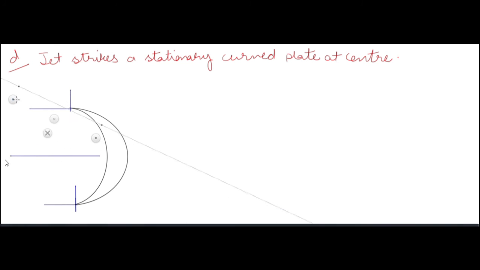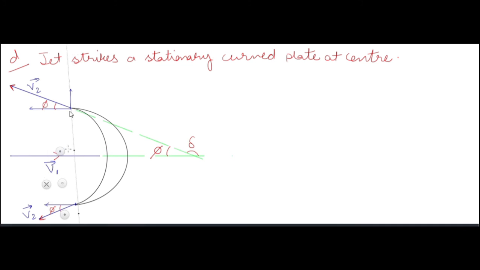At the center the jet is acting, so all the fluid will come out of the plate evenly, meaning half of the portion will come in this direction and half of the portion will come from this direction. Since the fluid is impacting at the center, half of the fluid will come out in this direction, and half will come along the other direction.